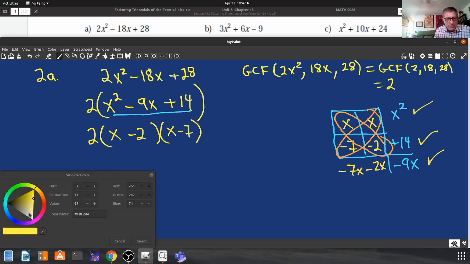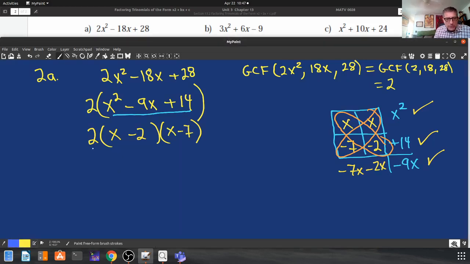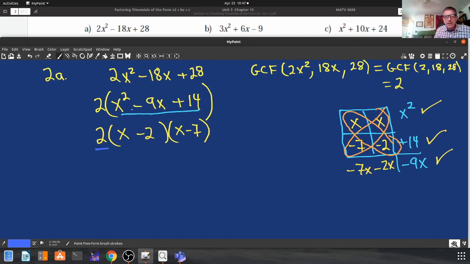So what I will see happening a lot is students will forget to write the 2 down. But x minus 2 times x minus 7 is just x squared minus 9x plus 14. And we have to have my factorization equal to the original polynomial. So this factor of 2 right here is not optional. So literally, 2 is prime.